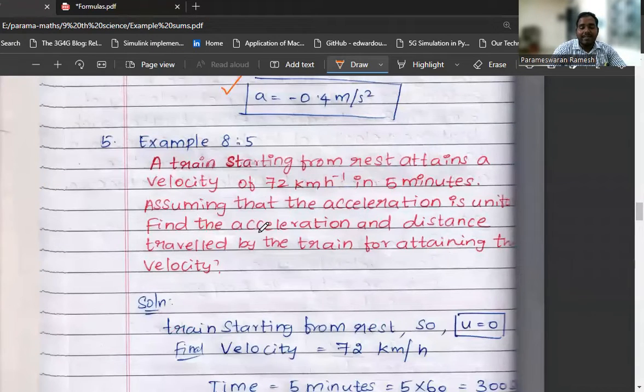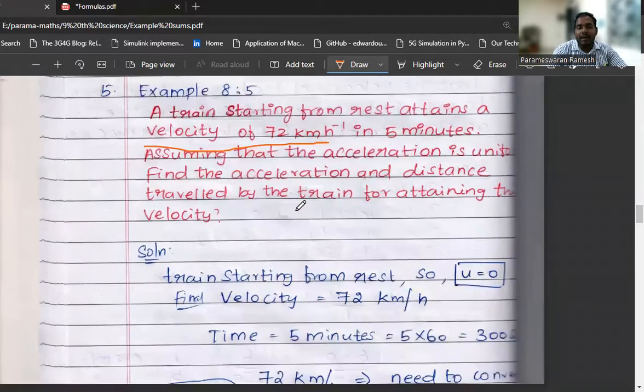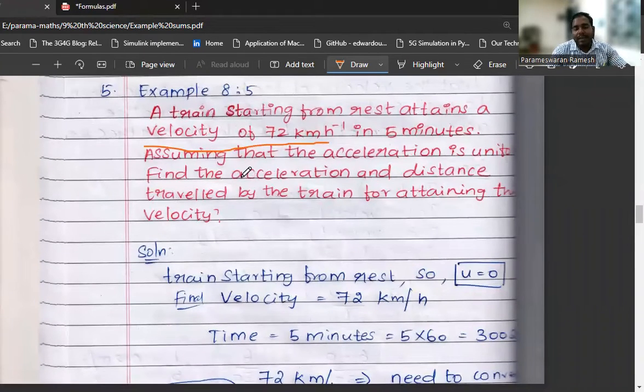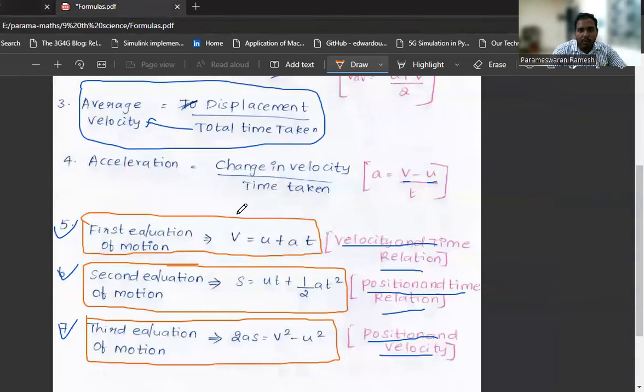So coming to example 8.5, a train starting from rest attains a velocity of 72 km per hour in 5 minutes. Assuming that the acceleration is uniform, find the acceleration and the distance traveled by the train for attaining the velocity. Okay, so this question 8.5, example 8.6 and example 8.7 deal with equations of motion. So what are the formulas or equations of motion? So let's move on to the tab.